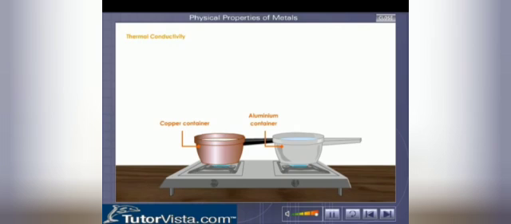Thermal conductivity. Almost all the metals are good conductors of heat. When a piece of metal is heated at one end, the heat travels towards the other end, and the whole piece becomes hot. It is due to this reason that metals are used to make cooking utensils.